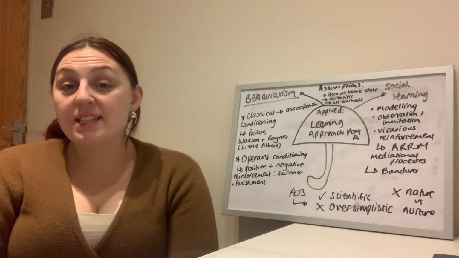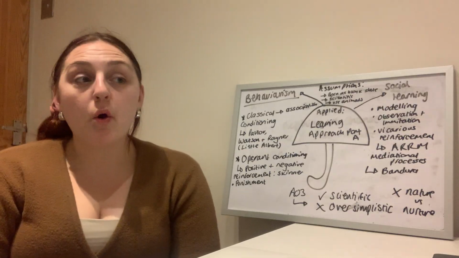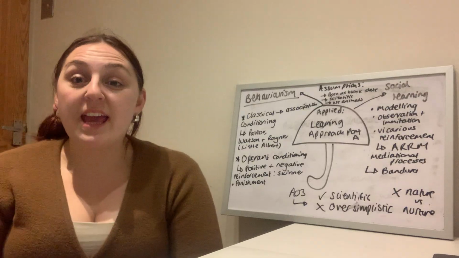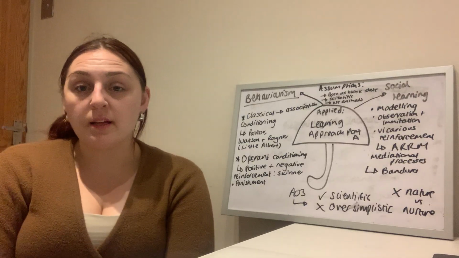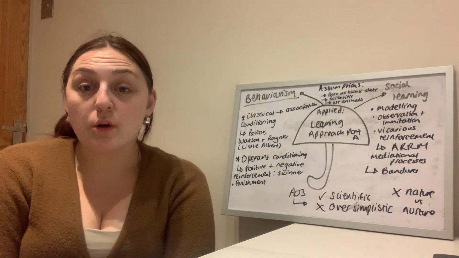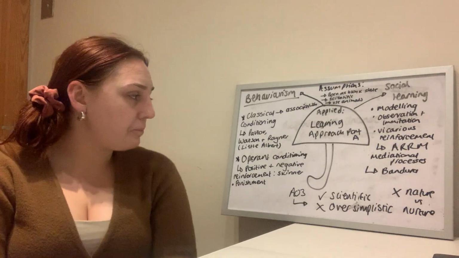So they imitated that behaviour directly. Additionally, when it was a same-sex role model, so if it was a young boy watching an older man or a young girl watching a woman play with the doll, then the imitation was even more likely. So that emphasises how important identification is when it comes to modelling the behaviour.